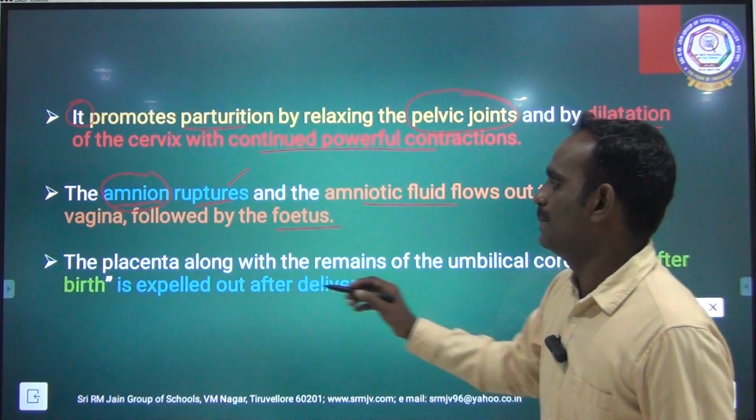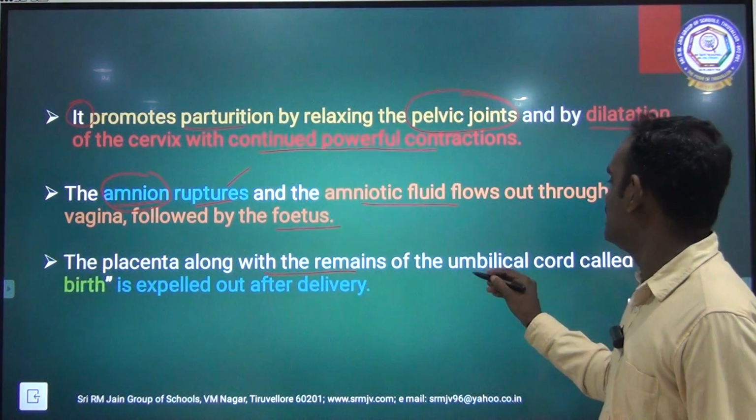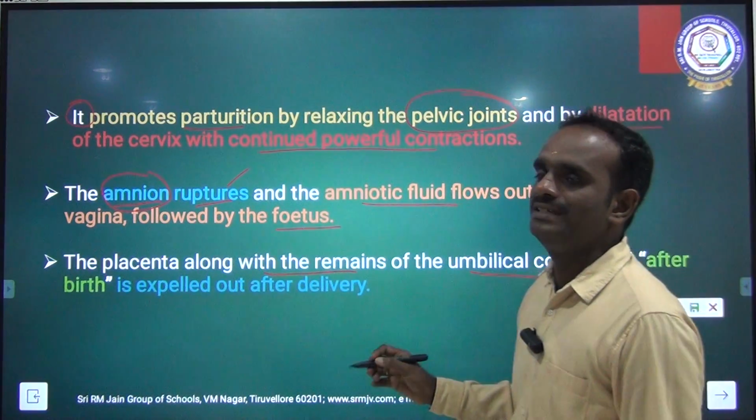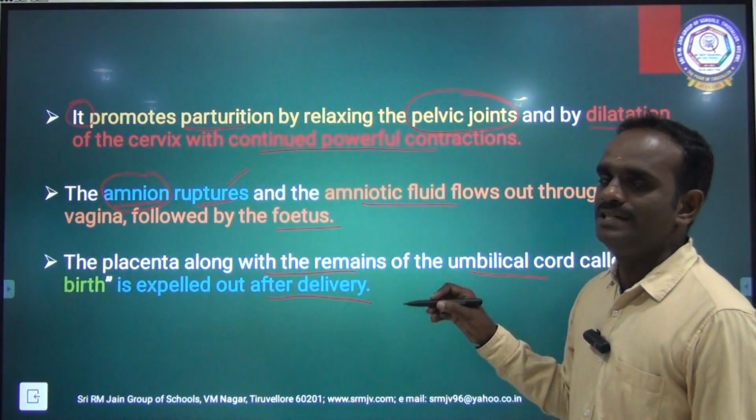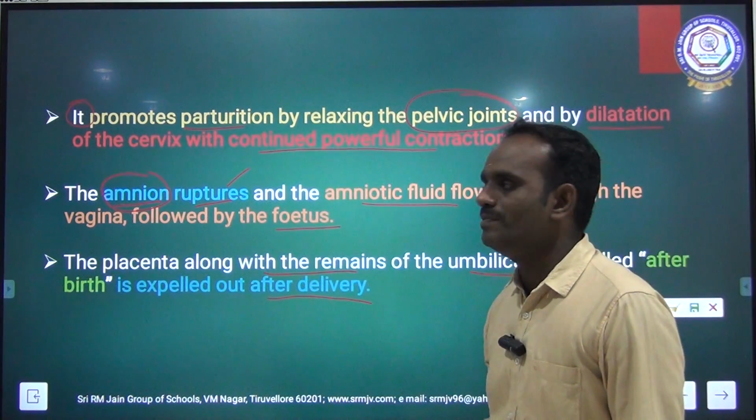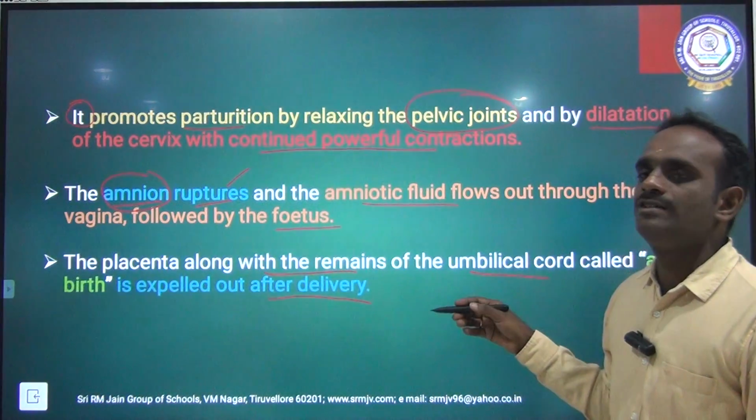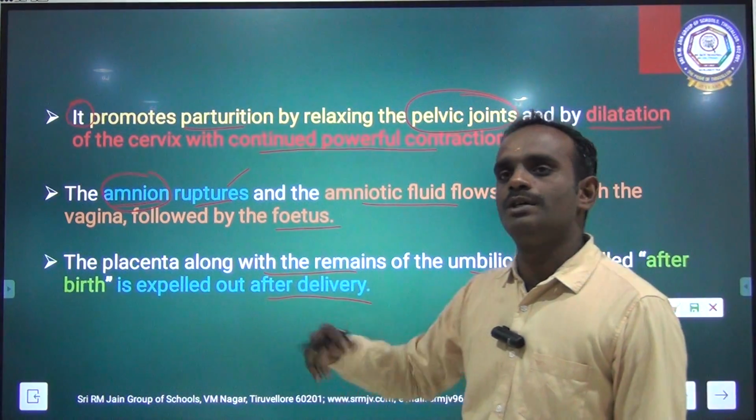The next one, the placenta along with the remains of the umbilical cord, called afterbirth, is also expelled after delivery. So once the baby comes out from the mother's womb, the placenta and also the remains of the umbilical cord come out from the mother's womb. Clear?